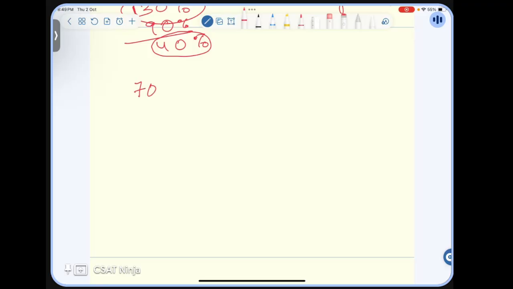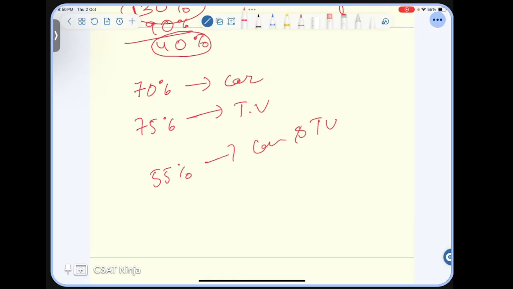In a survey, 70% of those surveyed own a car, and 75% of those surveyed own a DVD player. If 55% own both a car and a DVD player, what percent of those surveyed did not own either a car or a DVD player?